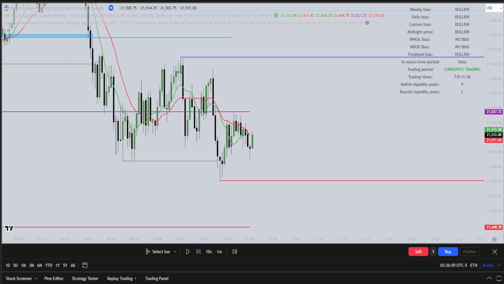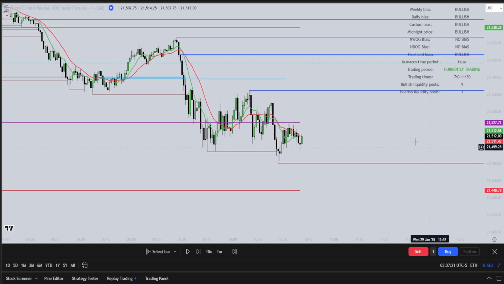Hello, and welcome back to another case study on the MW Futures Liquidity Scalping strategy. So this is a case study of Wednesday the 29th. This was yesterday, and a trade occurred around the 10 to 11 silver bullet hour.